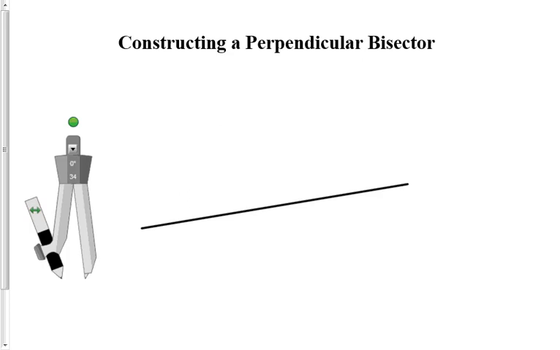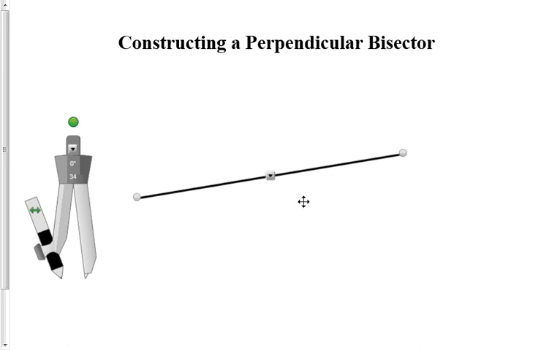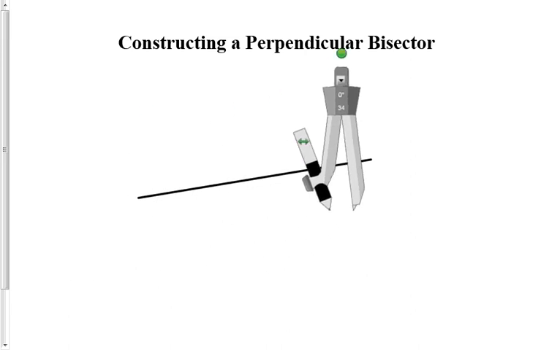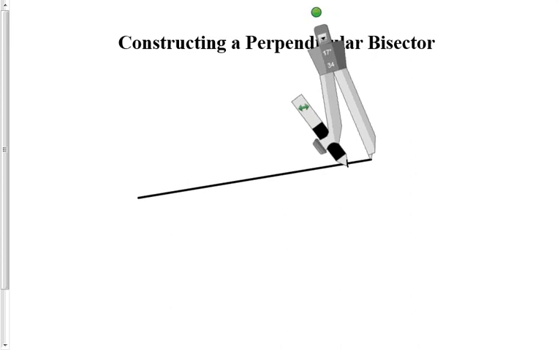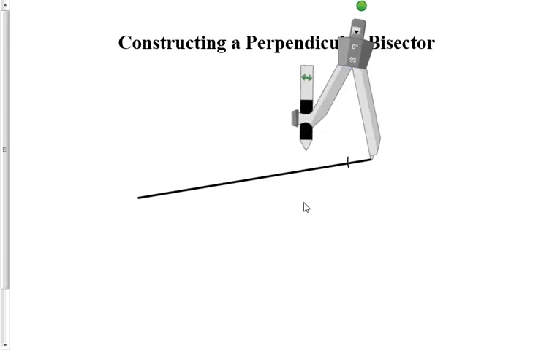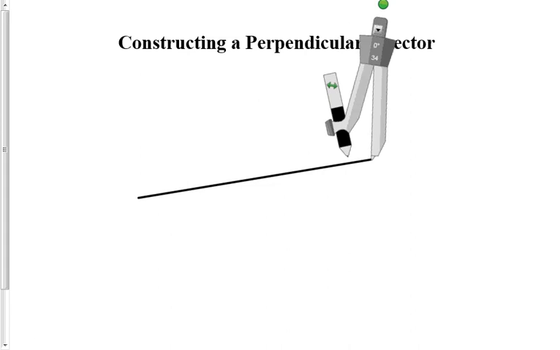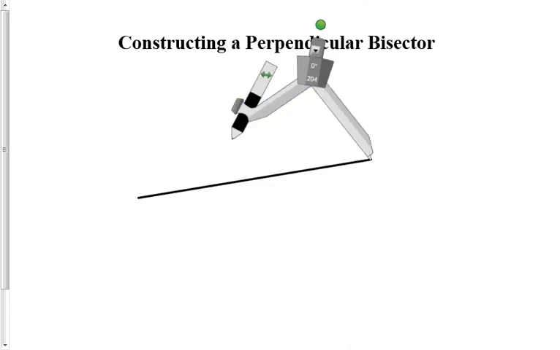Now let's talk about how to construct a perpendicular bisector of a segment. So we're going to talk through this. We have a given segment here. Let me shorten it just a little bit so I have enough space. I have my compass. So to construct a perpendicular bisector, I'm going to take my compass and place the point on one of the endpoints. Then I have to extend my pen more than half the distance of that segment.